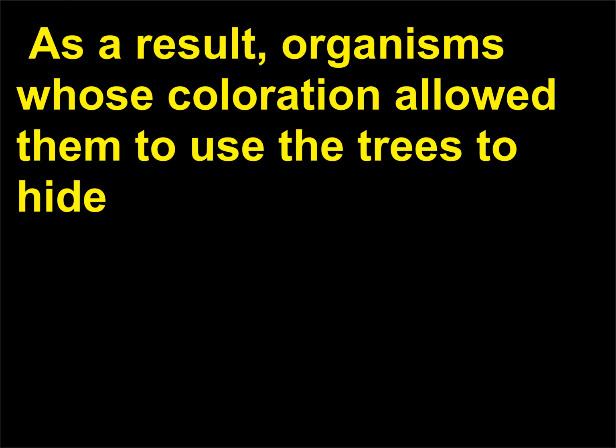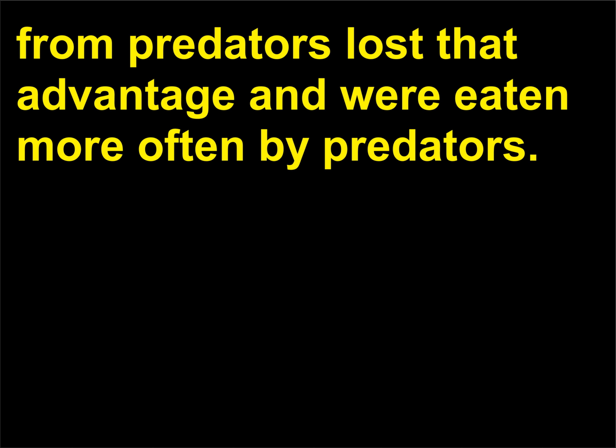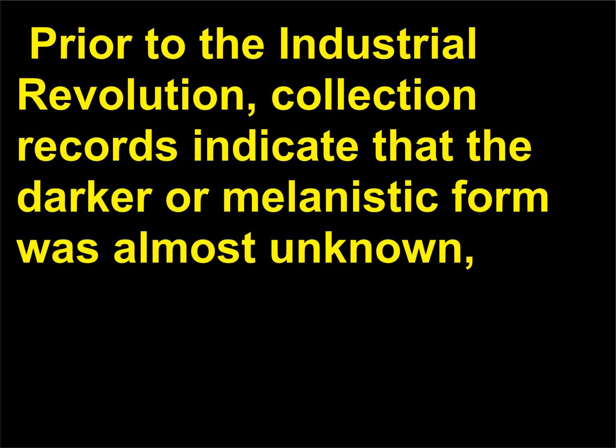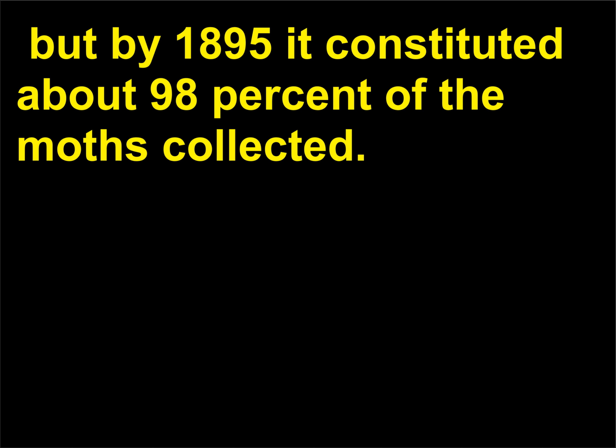As a result, organisms whose coloration allowed them to use the trees to hide from predators lost that advantage and were eaten more often by predators. A classic example of this was the peppered moth, Biston betularia, whose coloration is polymorphic. Prior to the Industrial Revolution, collection records indicate that the darker or melanistic form was almost unknown. But by 1895 it constituted about 98% of the moths collected.